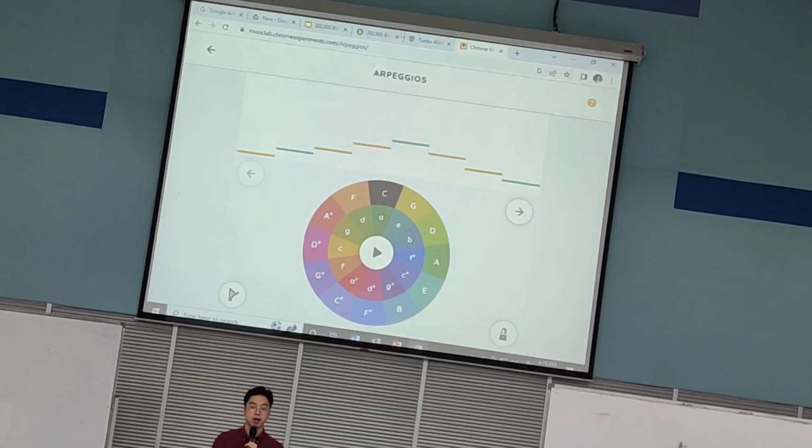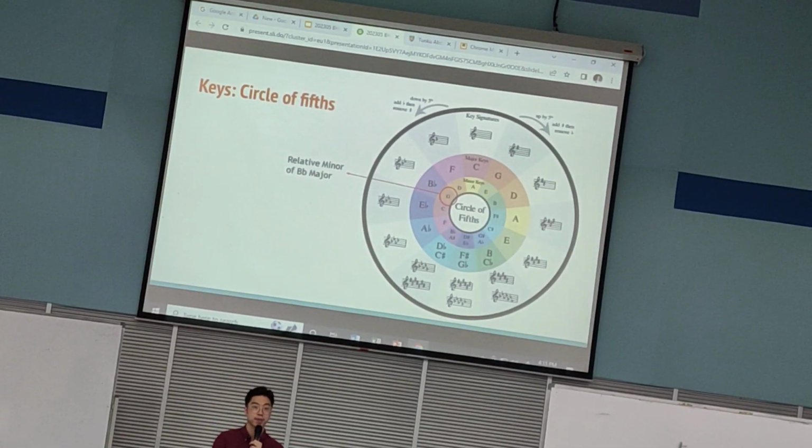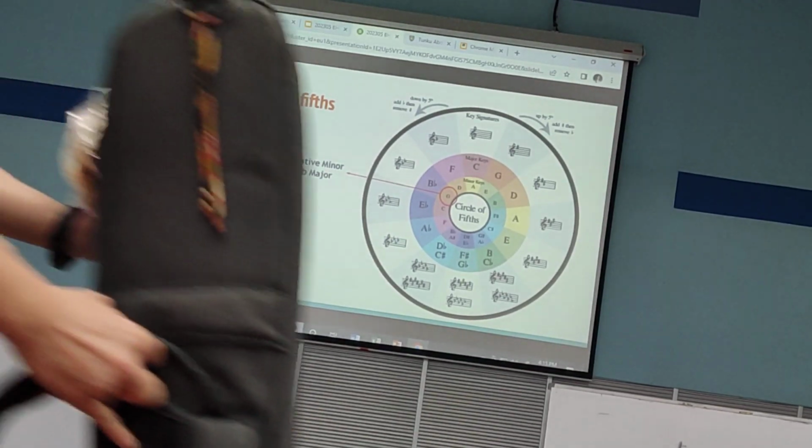So basically, why is it called the circle of fifths? It is because if you calculate the alphabets, right, in music we have A, B, C, D, E, F, G, up to there. That's all. So A, B, C, D, E, F, G. So there are seven alphabets there.